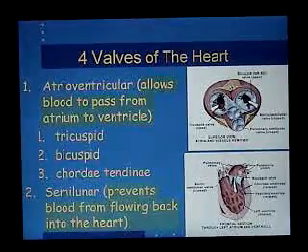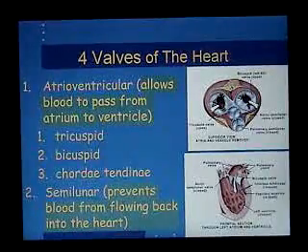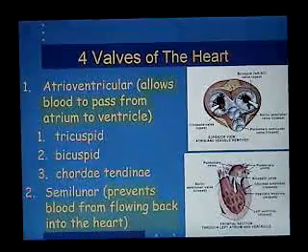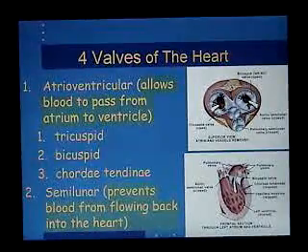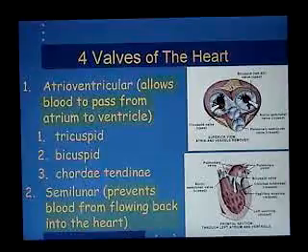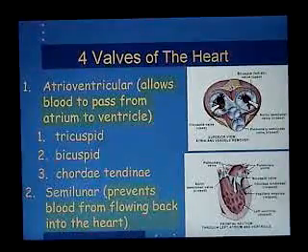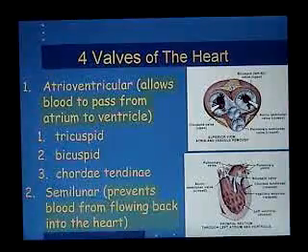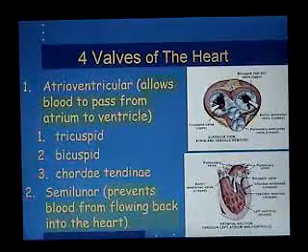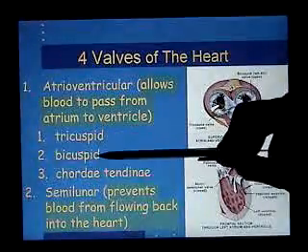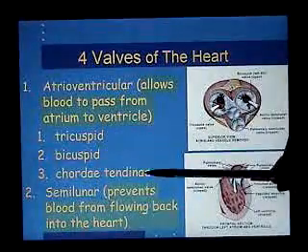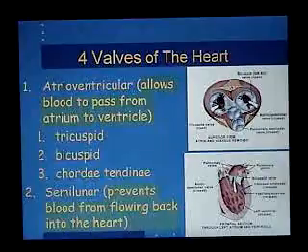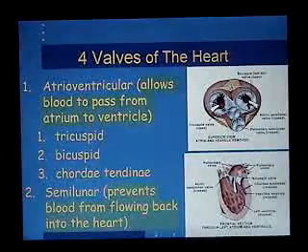Okay, and now your valves. Your atrioventricular valves, they allow blood to pass from the atrium to the ventricle. Okay, for interest's sake, you've got what's called a tricuspid, a bicuspid valve, and you've got chordae tendineae that are involved in it, the tendons that are shutting those valves closed. You don't need to know the name of the tricuspid or the bicuspid valve. You don't need to know the chordae tendineae. You don't need to know that those are the tendons that are shutting it.